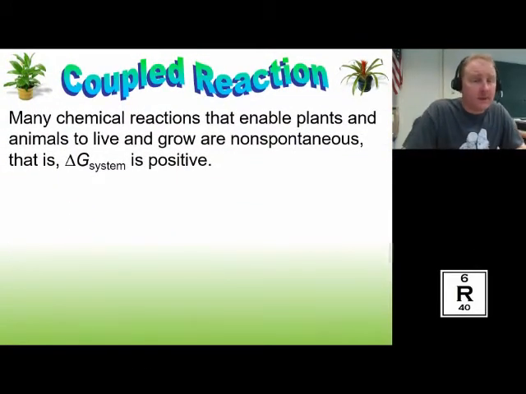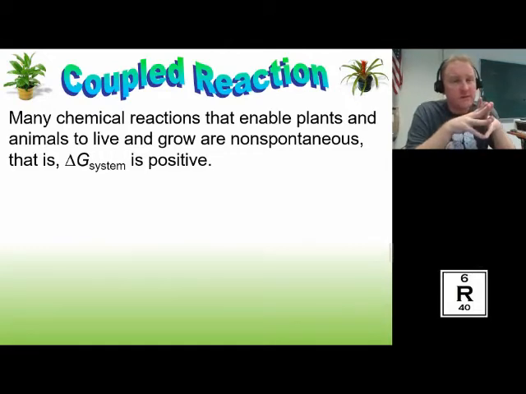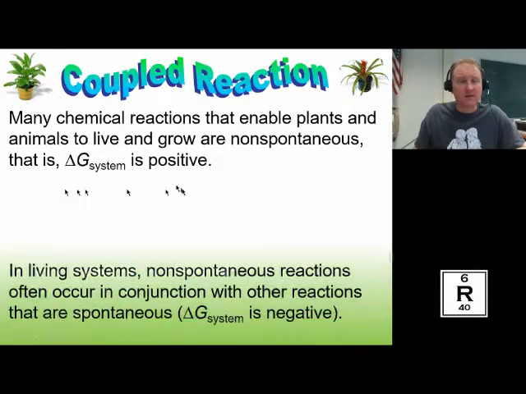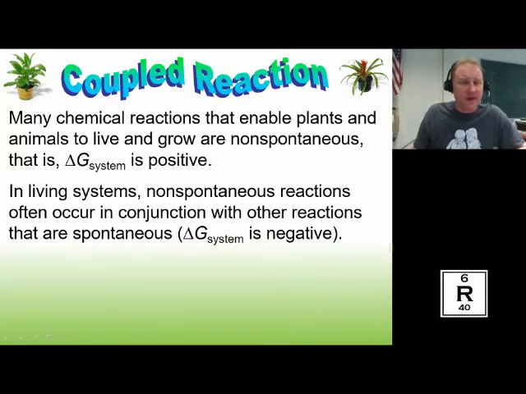All right. So if the law of the universe is saying that it's becoming more disordered and things are spontaneous, why would a non-spontaneous reaction happen at all? In other words, many chemical reactions that enable plants and animals to live and grow are non-spontaneous. That is, the delta G of the system is positive. How does this happen? Well, in living systems, non-spontaneous reactions often occur in conjunction with other reactions that are spontaneous.